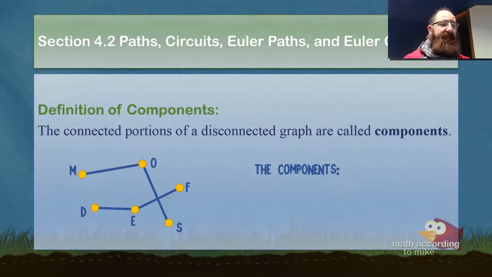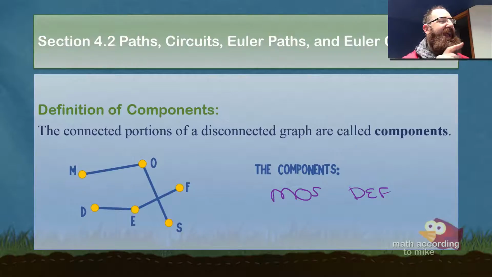So we do have connected parts. We have MOS, and then we have DEF. It's a joke. Google it if you have to. Anyways, so typically we want to have connected graphs.